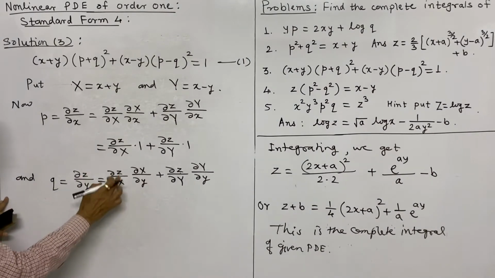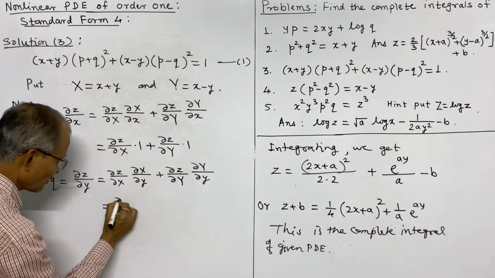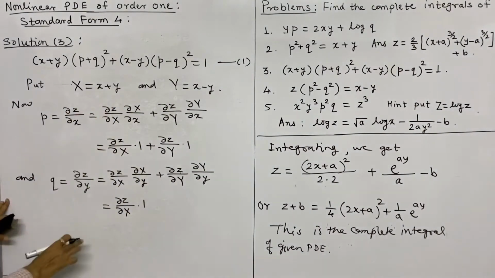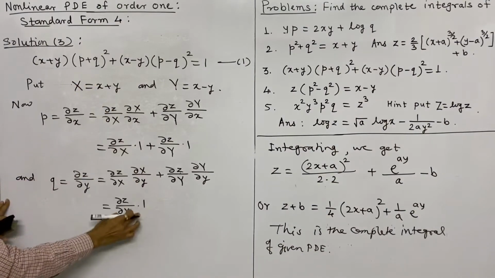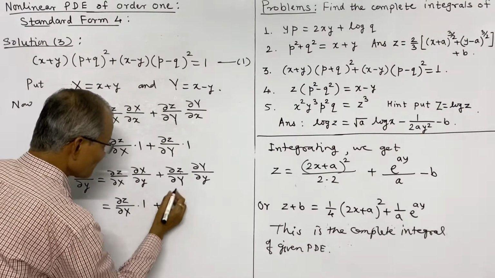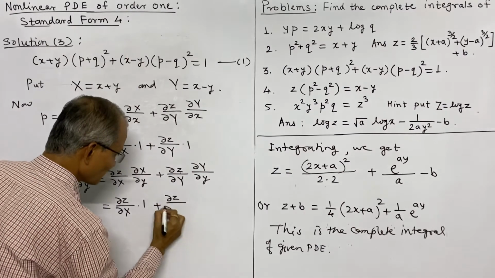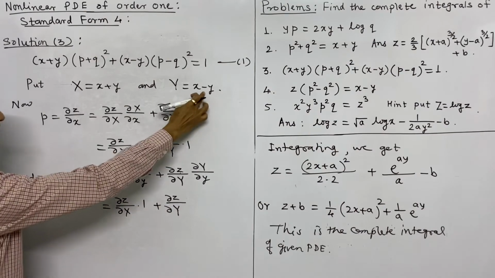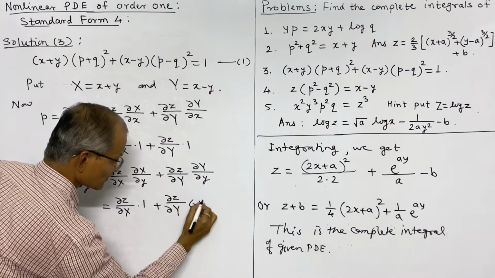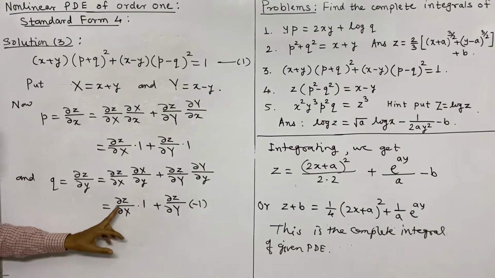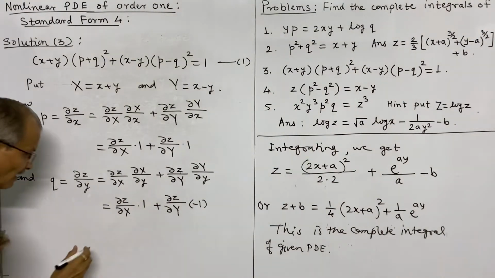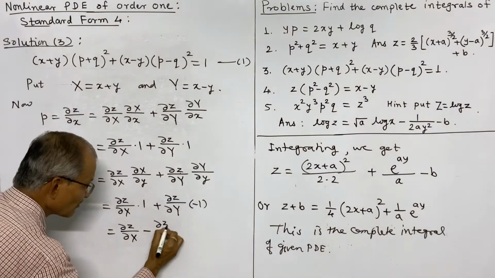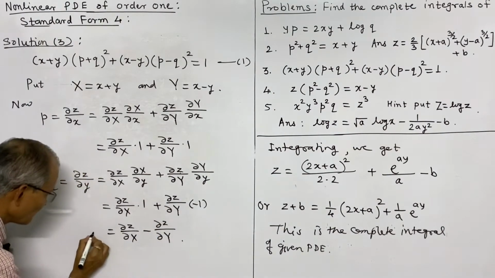And what is dou z by dou y? Now we should have this is again 1, because capital X is x plus y, its partial derivative is 1, plus this will be as it is. And what is the partial derivative of capital Y with respect to small y? It is minus 1. And thus this value is dou z by dou capital X minus dou z by dou capital Y. And thus this is the value of q.